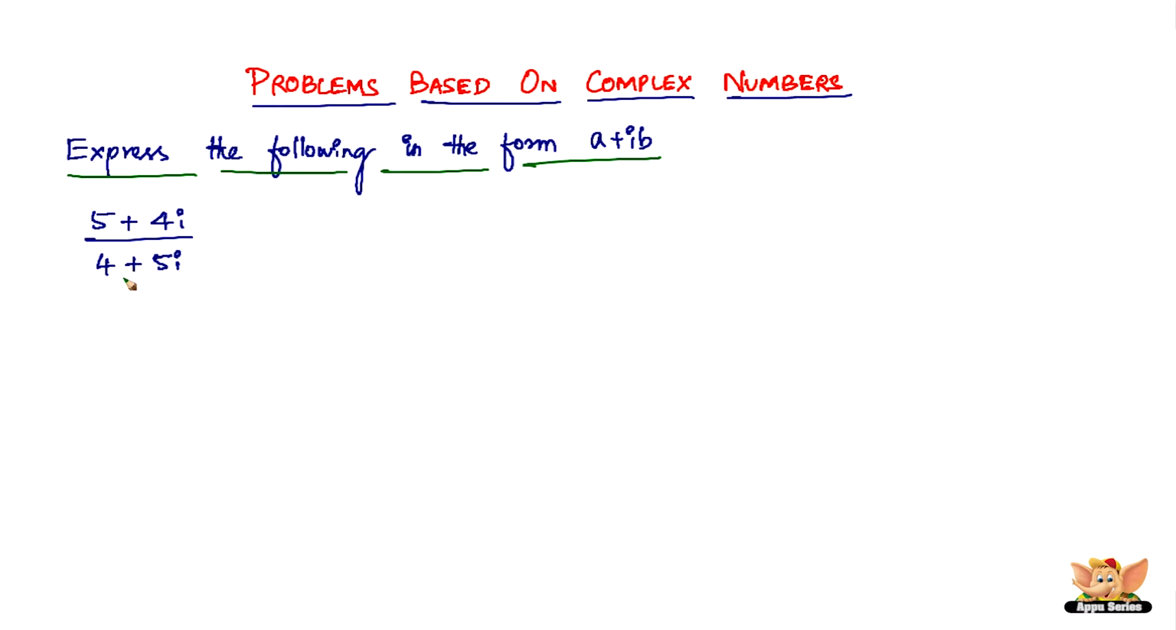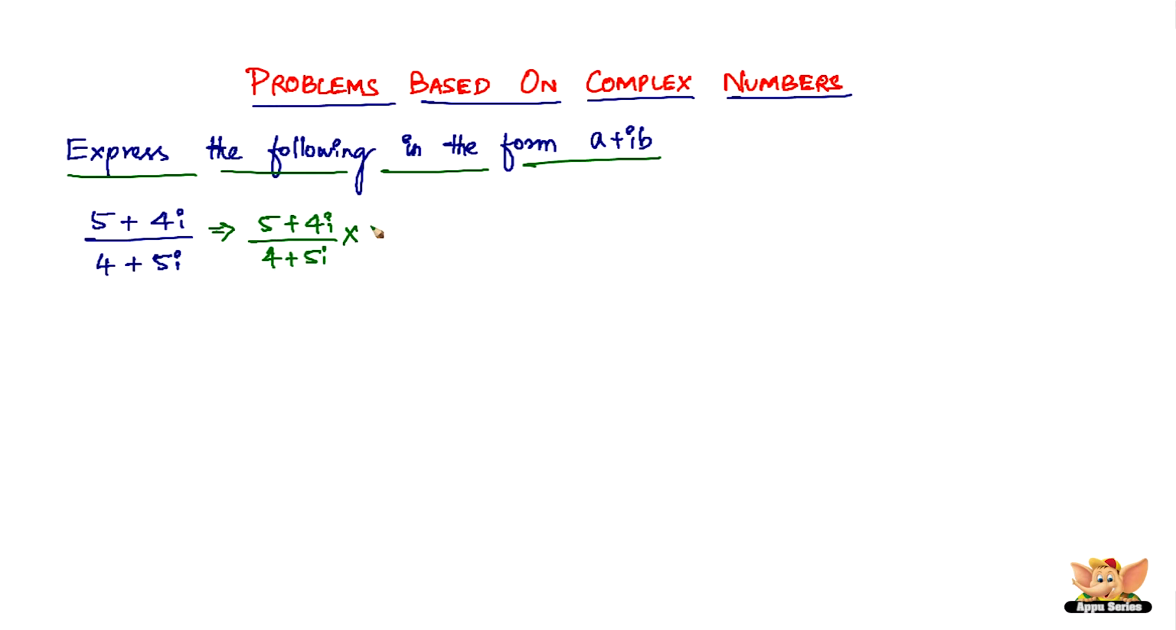So what we have to do to express this fraction in the form of a plus ib is what we're going to look into in this particular video. In the first step, we need to multiply both the numerator and the denominator by the conjugate of the denominator. You have to recall what is the conjugate of a complex number. We did it some videos ago. It's nothing but just changing the sign of the i.